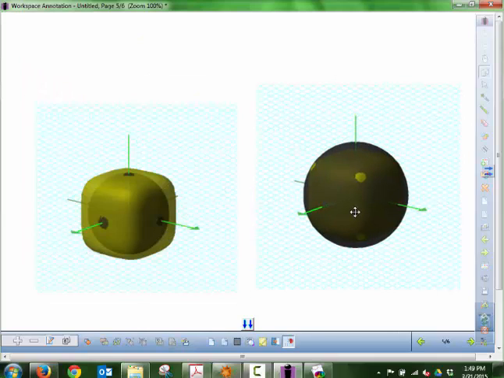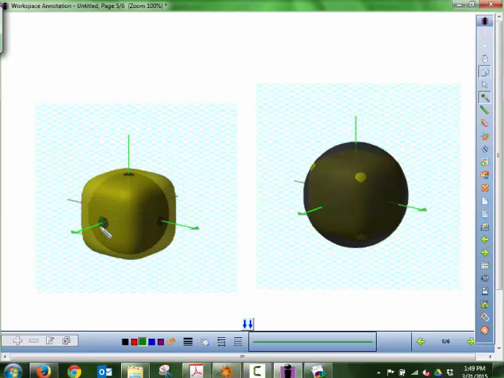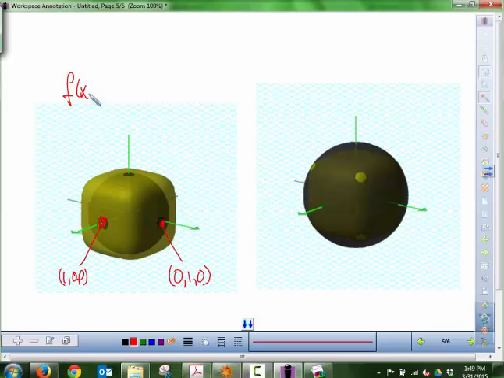So in this first drawing over here, we have these points 1, 0, 0, 0, 1, 0, and this has a function value of 1. So that's when we found our minimum value.